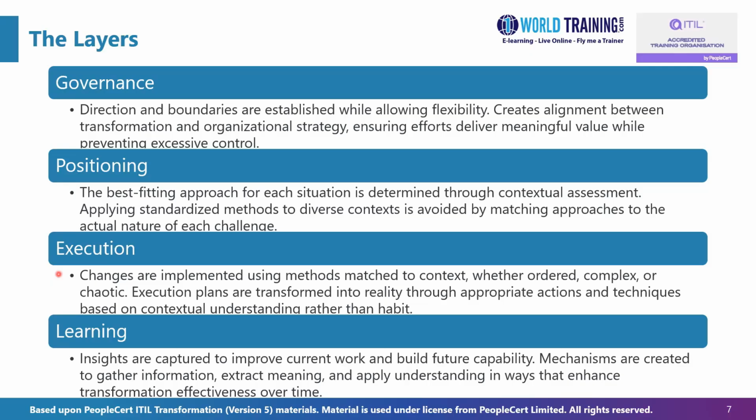The execution layer. This is where the changes relevant for the transformation are implemented using methods matched to the context. By context, it could be ordered, complex, chaotic, or confused. And execution plans are transformed into reality through appropriate actions and techniques based on contextual understanding rather than habit. For example, not applying the same method in all cases. Learning: in this layer, insights are captured to improve current work and build future capability. Mechanisms are created to gather information, extract meaning, and apply understanding in ways that enhance transformation effectiveness over time.